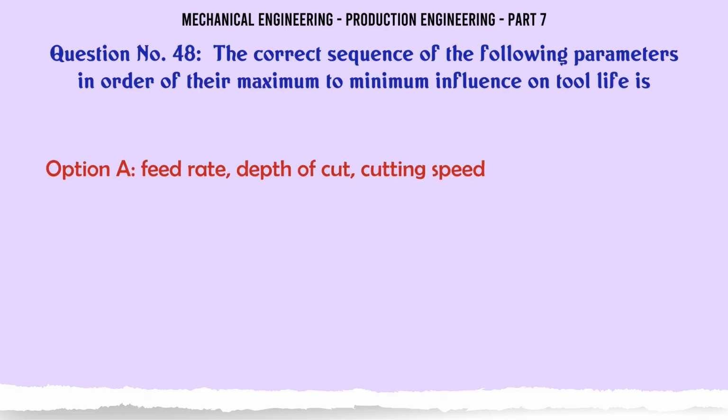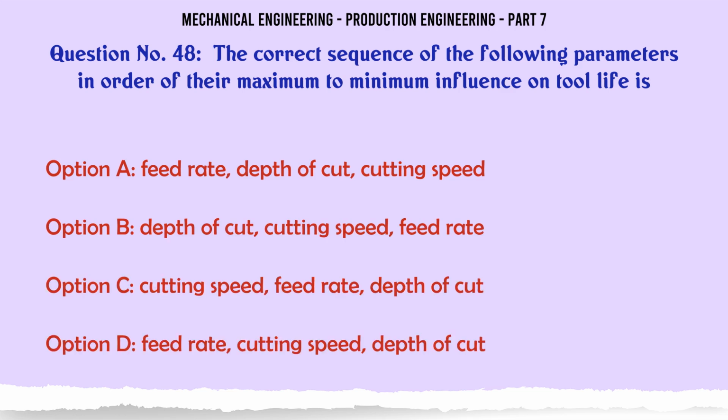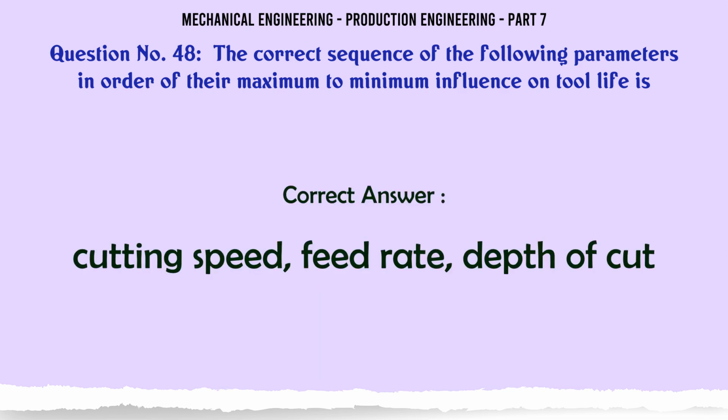The correct sequence of the following parameters in order of their maximum to minimum influence on tool life is: A. Feed rate, depth of cut, cutting speed. B. Depth of cut, cutting speed, feed rate. C. Cutting speed, feed rate, depth of cut. D. Feed rate, cutting speed, depth of cut. The correct answer is cutting speed, feed rate, depth of cut.